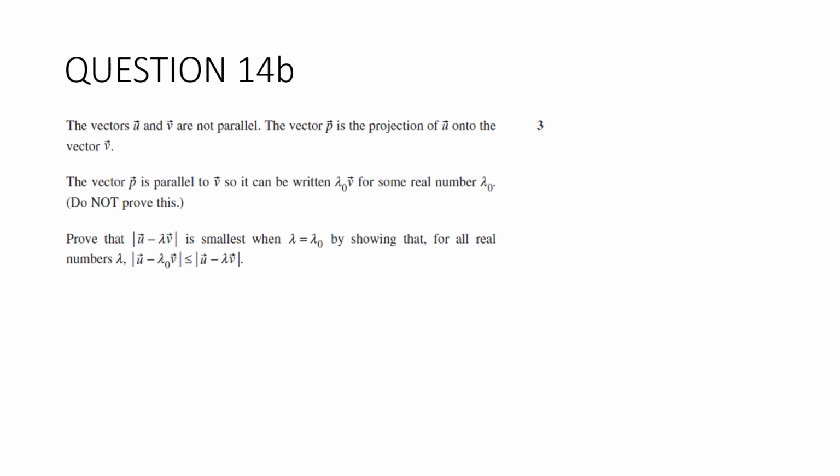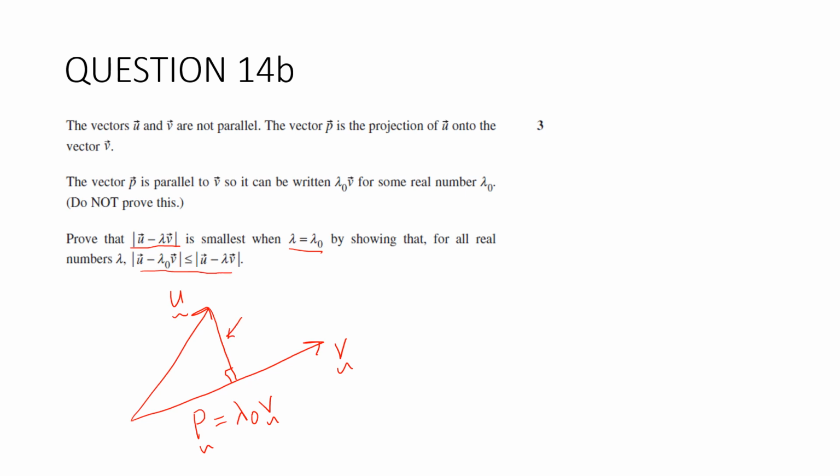Question 14b. The vectors u and v are not parallel. The vector p is the projection of u onto the vector v. So here's vector v, here's u, and projection onto vector v is vector p. Vector p is parallel to v, so it can be written as lambda naught v for some real number lambda naught. Prove that this is smallest when this is the case, by showing that for all real numbers this is true.